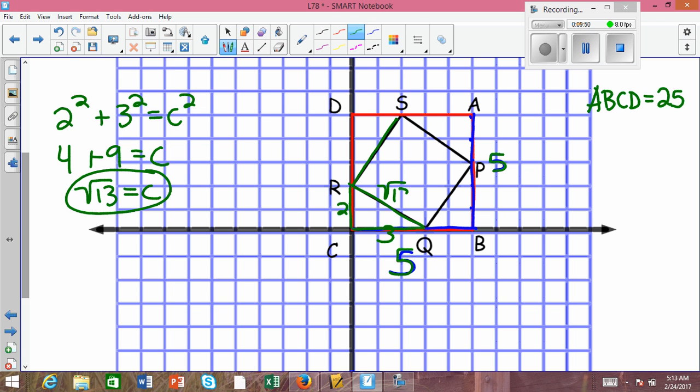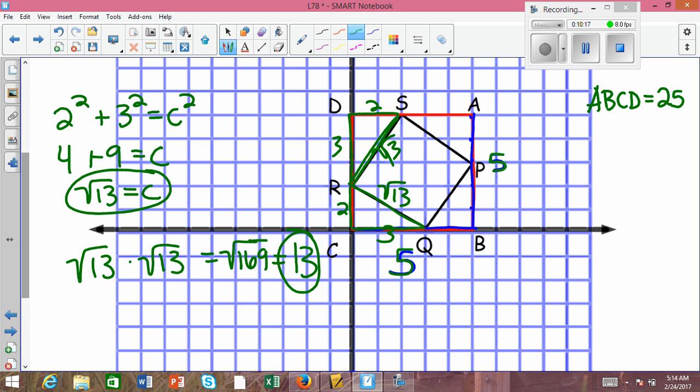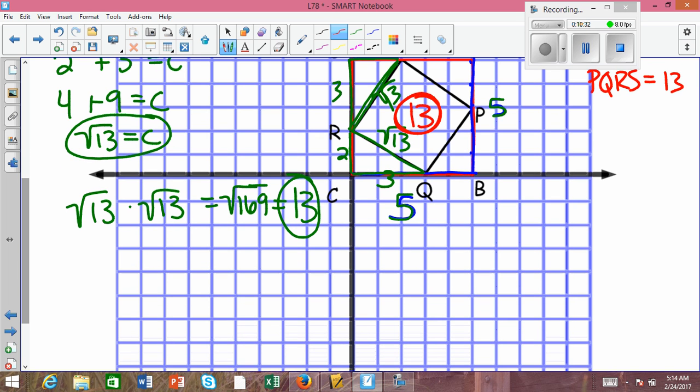I'm going to write it down, square root of 13. Here we have a 1, 2, 3 by 1, 2. Oh my goodness, the same thing, because guess what's inside? A square. We could look at this in one of two ways. We could say the square root of 13 times the square root of 13, which is going to be the square root of 169, and you should know the square root of 169 is 13. So the area of PQRS equals 13.